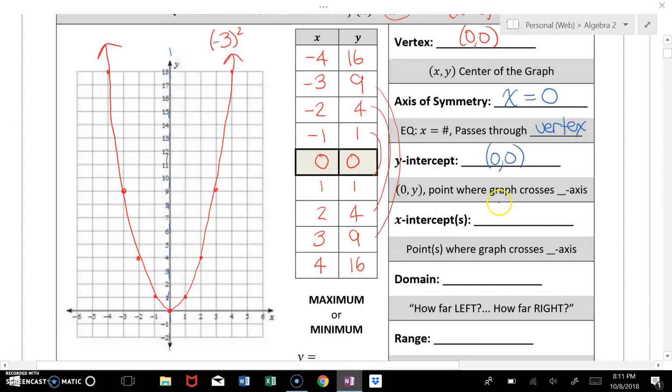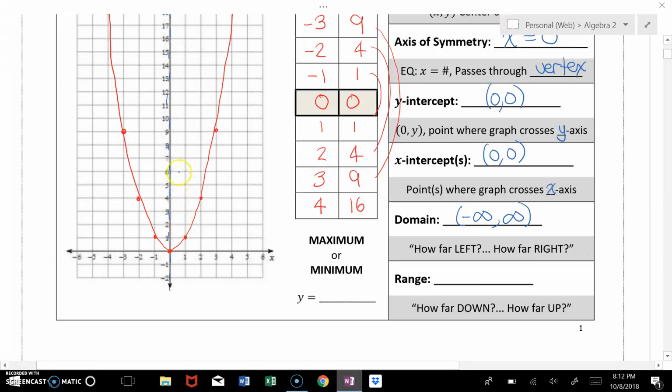The y-intercept, in general, is the point where the graph crosses the y-axis. The x-intercepts are the points where the graph crosses the x-axis. In this case, it's just going to be one of them, 0, 0. A lot of times we'll have 2, and some of the time we'll have none. The domain, so how far left and how far right, is negative infinity to positive infinity. The range is going to be from the lowest value to the highest value, so from down here going up. That's going to be from 0 to infinity.